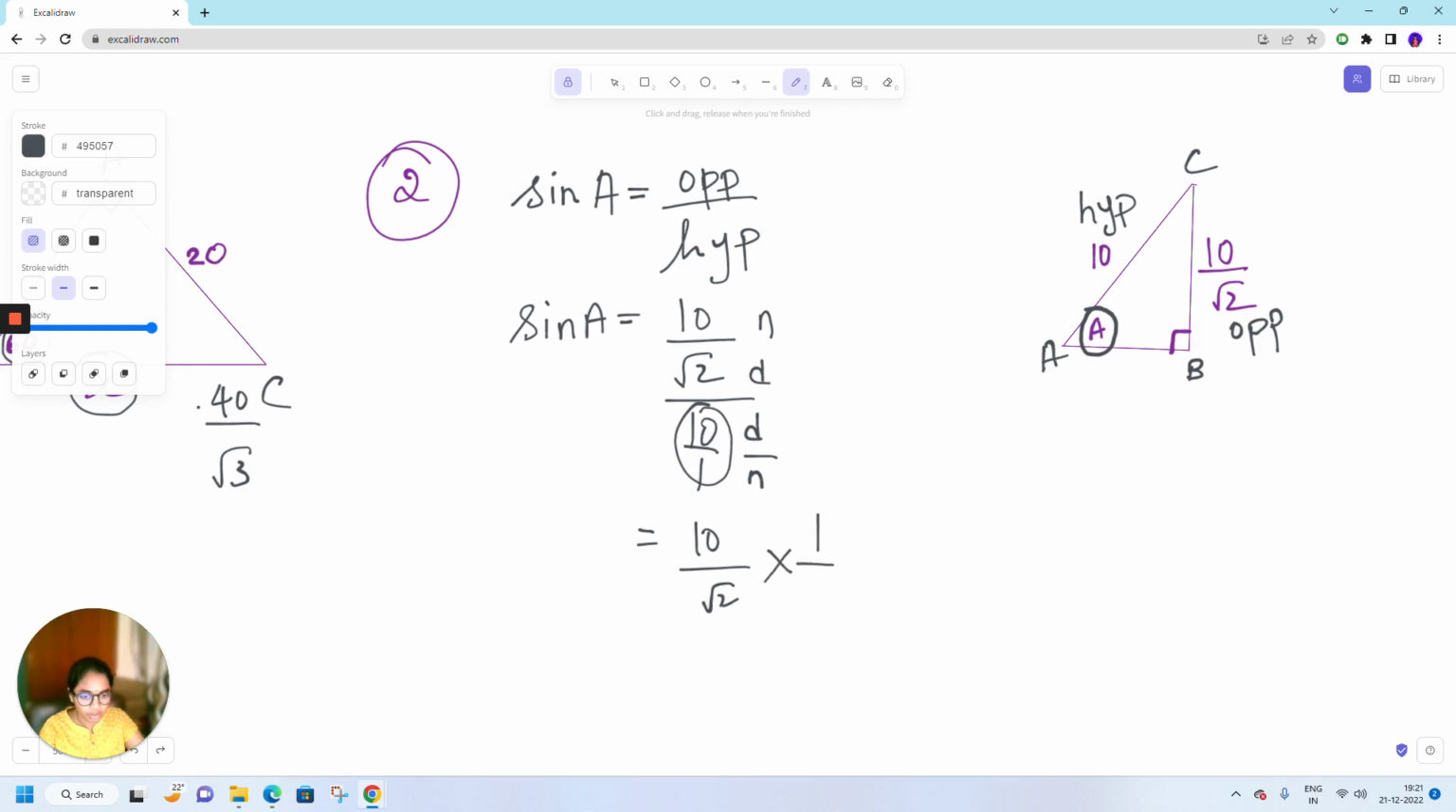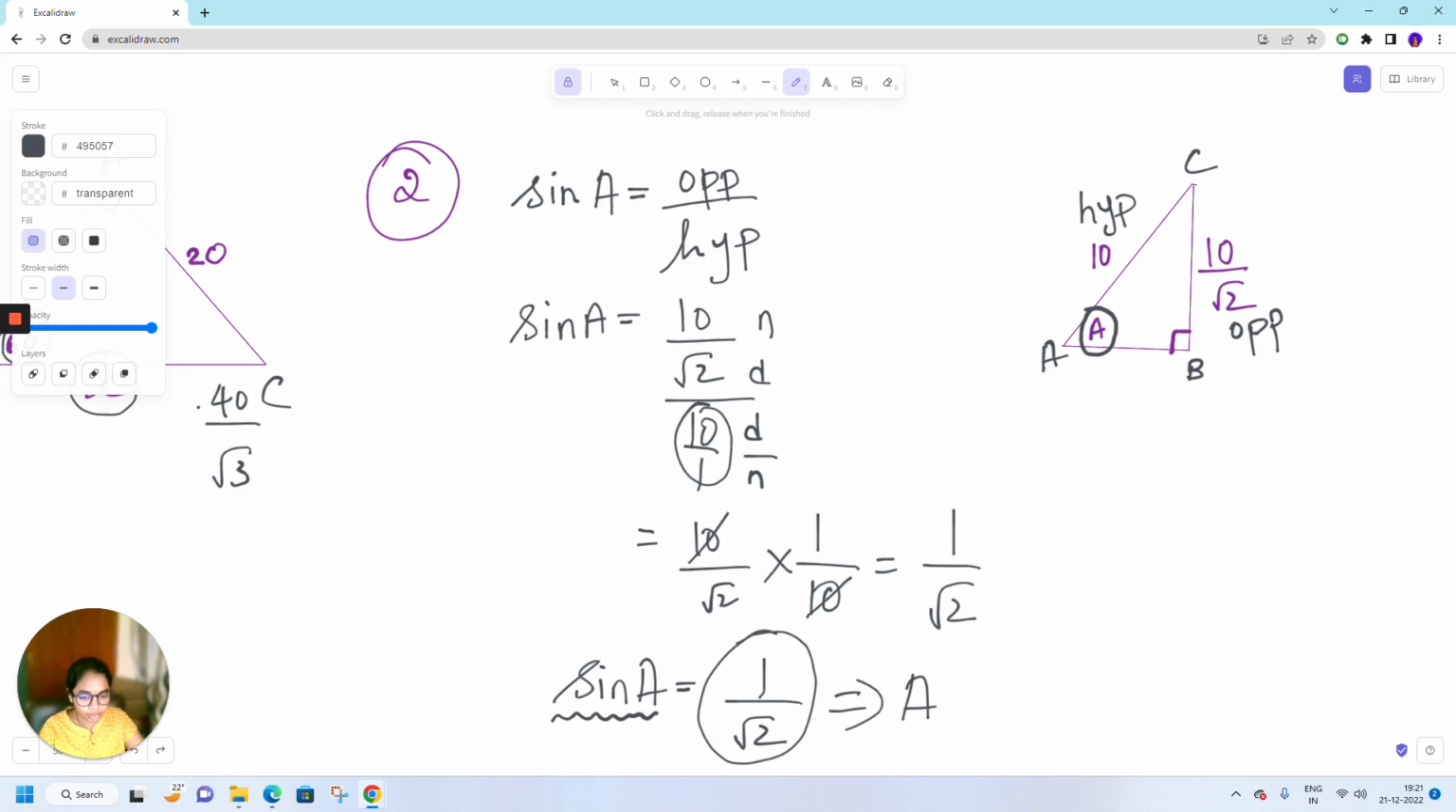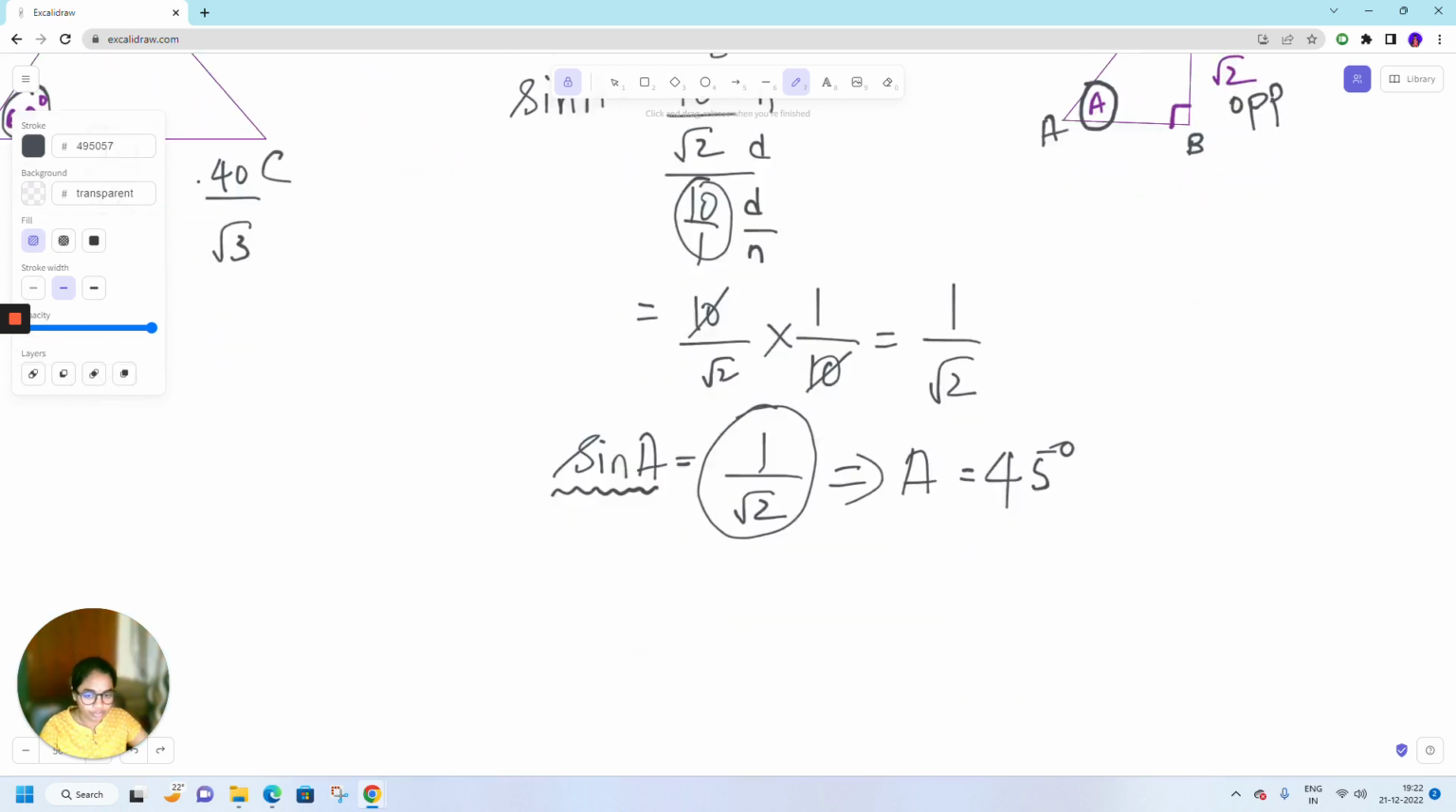That is, you'll get 1 divided by 10. Now, it is clear that 10 and 10 get cancelled. We have 1 divided by root 2. Now, if sine A is equal to 1 divided by root 2, what is the value of A? For which angle in the sine table do you get 1 by root 2? 45, right? Yes. So the value of A is 45.